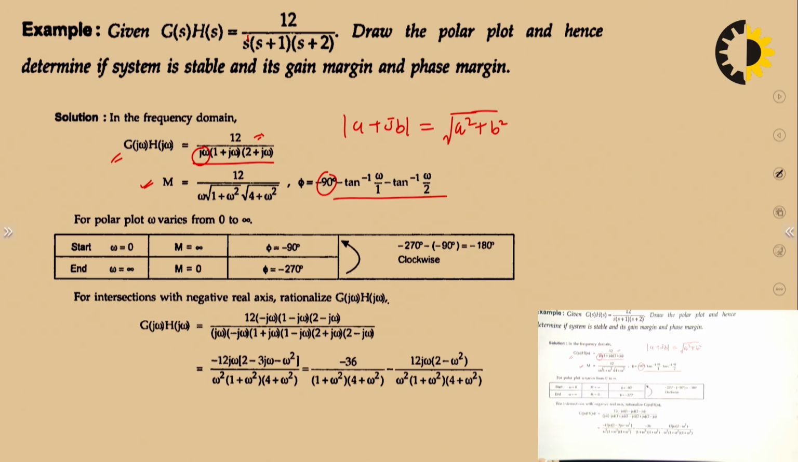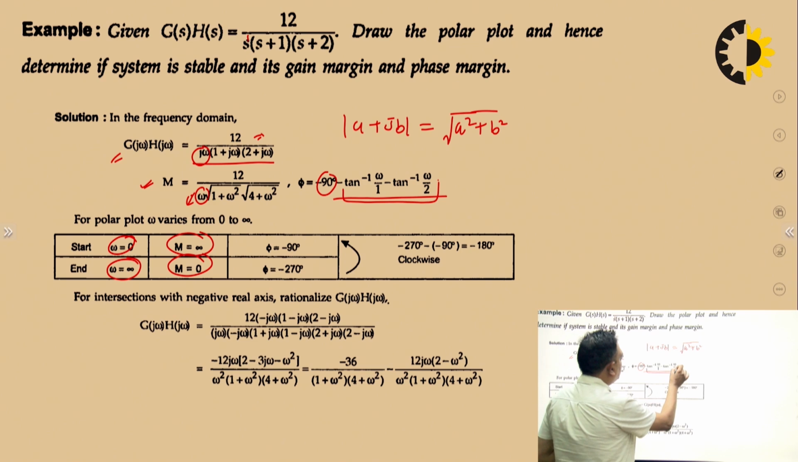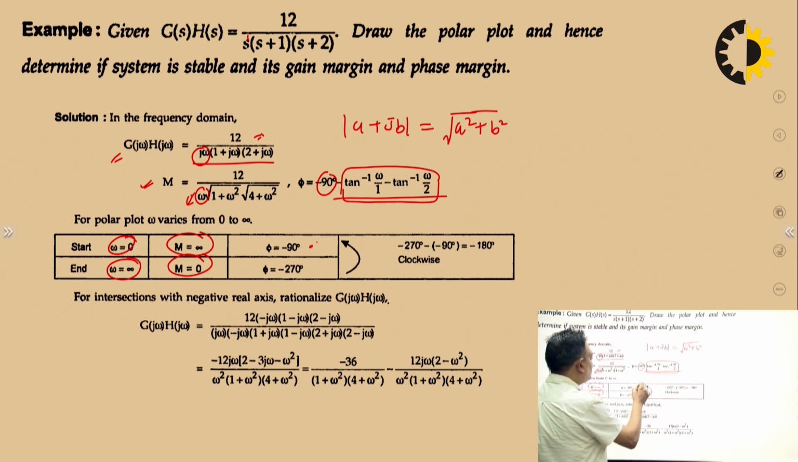Now again, we will put the value of omega from 0 to infinity. We will check the values of magnitude and phase angle from here. When omega equals 0, according to this term, you will get the value of M as infinity. And when omega equals infinity, as per this term, you will get magnitude equals 0. Now, you will put the value of omega equals 0 here. So you can see these values are 0. So the angle is minus 90.